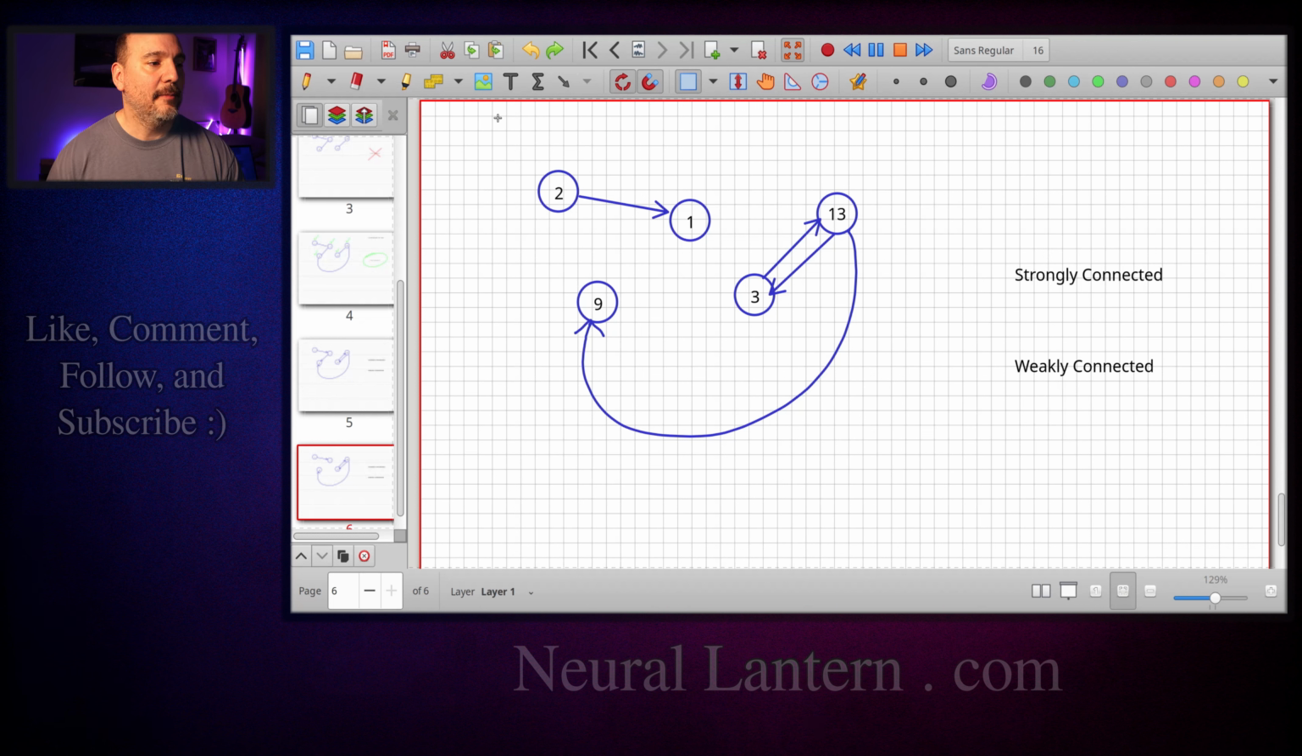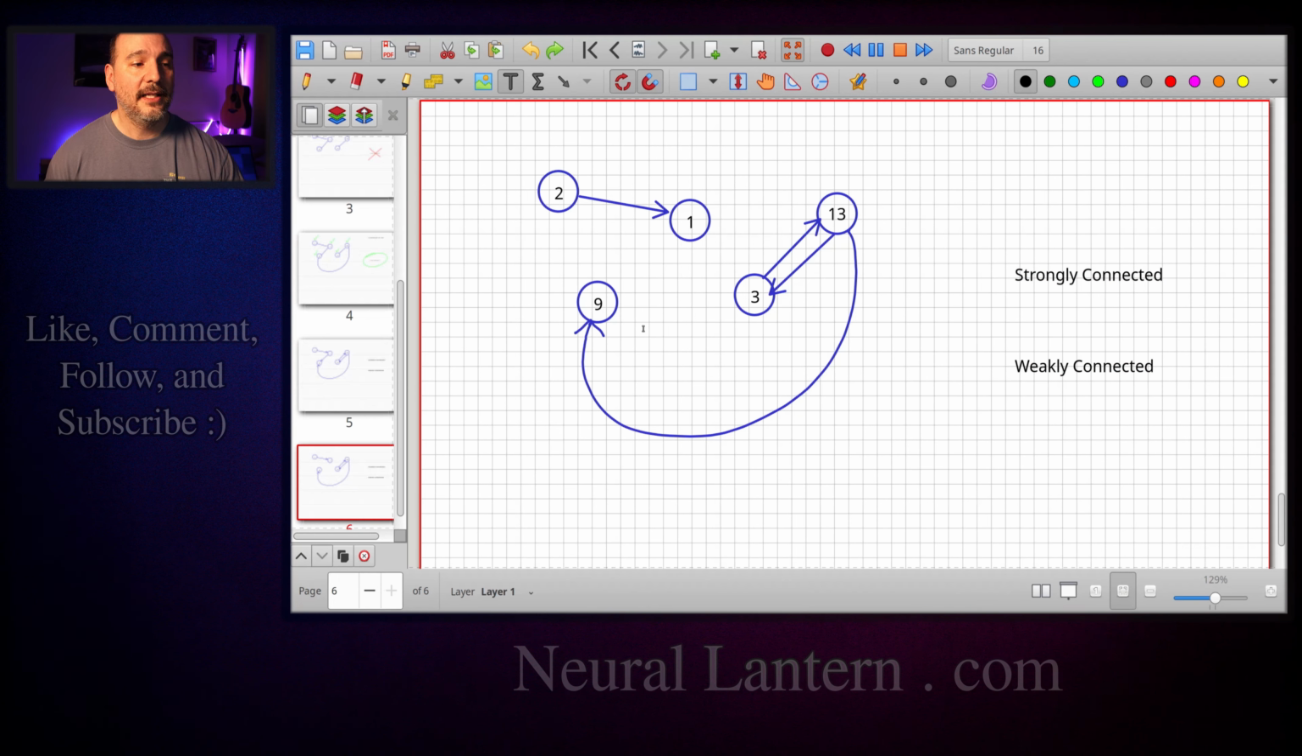Weakly connected, on the other hand, means if you temporarily ignore the direction of the edges, could you consider the graph connected? So if we pretended that there were no arrows here, would we think that it's a connected graph? If the answer is yes, then it's at least a weakly connected graph. So this is not weakly connected, because if this was an undirected graph, it's not even connected at all.